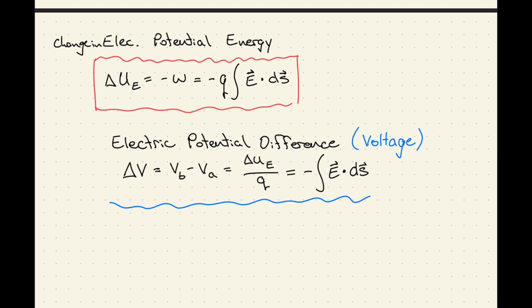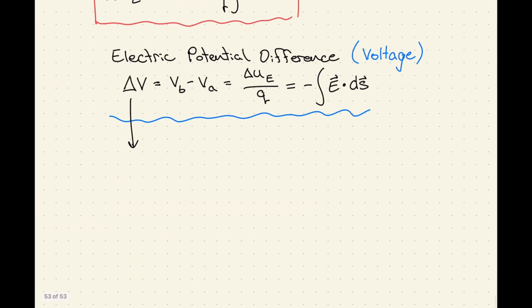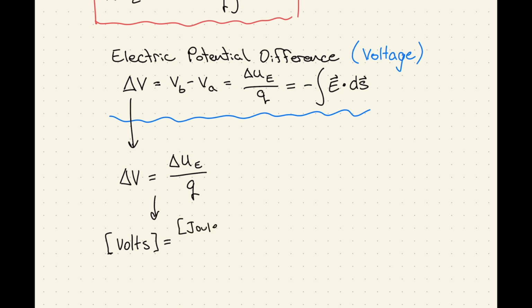So one final thing I wanted to leave you guys off with is using this equation, delta V is equal to delta U over Q. The units for this are volts. So that is the SI unit for voltage or electric potential difference. This is equal to joules, because in the numerator we have electric potential energy, which is units of energy, which is joules. And in the bottom we have charge, which is coulombs.